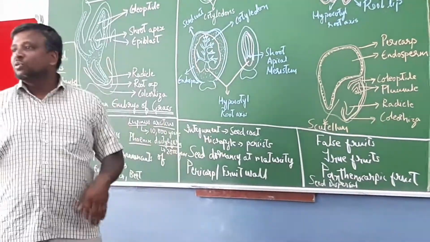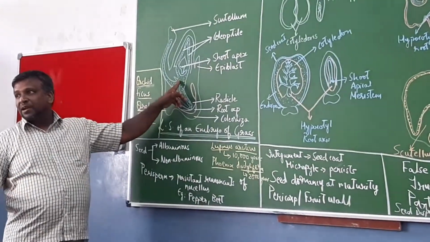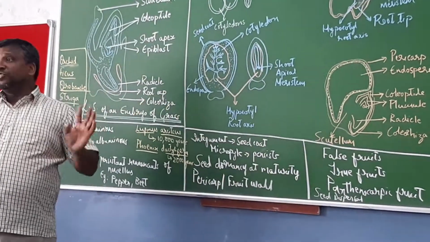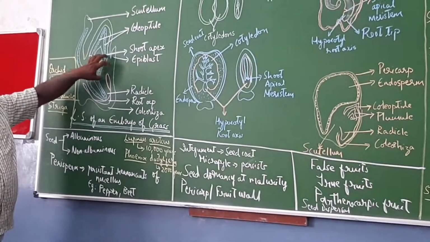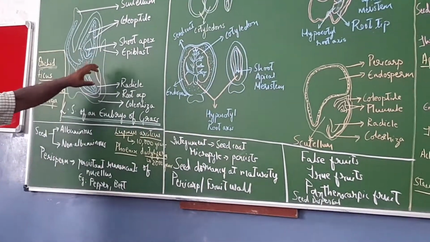So whenever they ask you to draw the embryo of a monocot plant, you have to draw this diagram. The embryo of a monocot seed, you have to draw that. So there's a difference between that. Okay, so now the embryo part we have completed. In the previous class we had studied the dicot embryo.